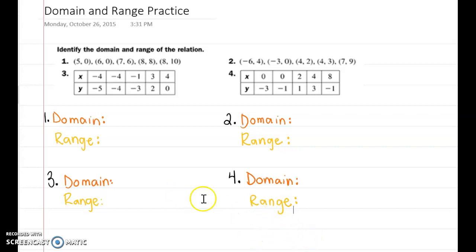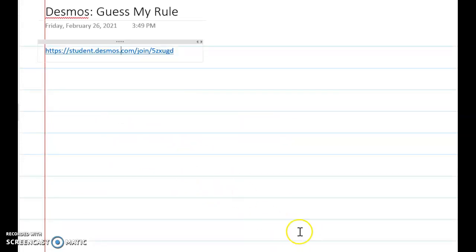The next page in OneNote is Desmos, Guess My Rule. This is an introduction to our next lesson. It's kind of a review of input-output tables. It's a little bit weird. Sometimes they throw words and letters in there, but if you just think about it a little bit, it's kind of a cool activity. So think about what they're doing and just try your best on the Desmos activity.